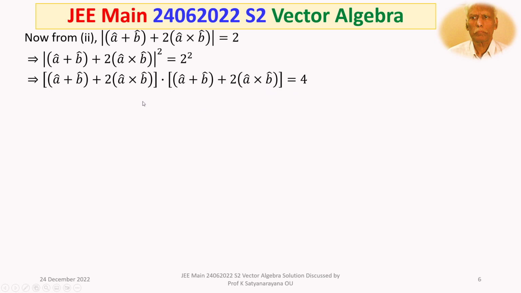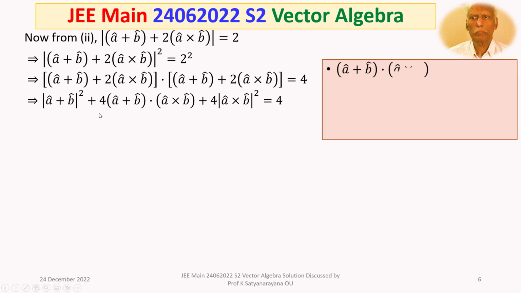Now take the dot product. If you take the dot product, you will get a plus b dot a plus b, that is a plus b mod square, and 2 into a cross b multiplied by a plus b, and from here a plus b multiplied by 2 into a cross b, so they are to be added, and the dot product is commutative. Therefore 4 into a plus b dot a cross b plus 4 modulus of a cross b square is equal to 4.